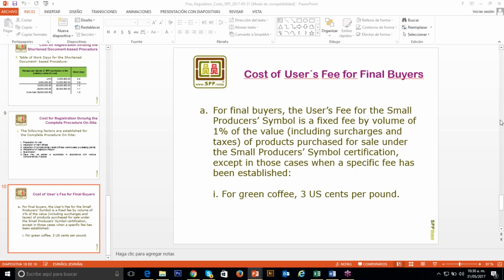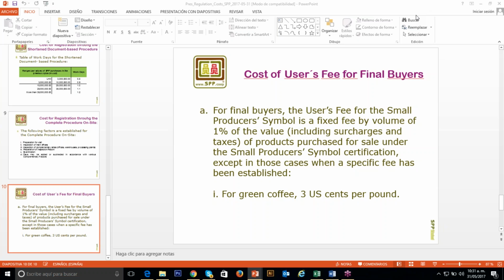You said about the final product? Yes, the final product. The definition of final buyer is the company that sells products under their SPP certification and with their own brand in the final consumer market.